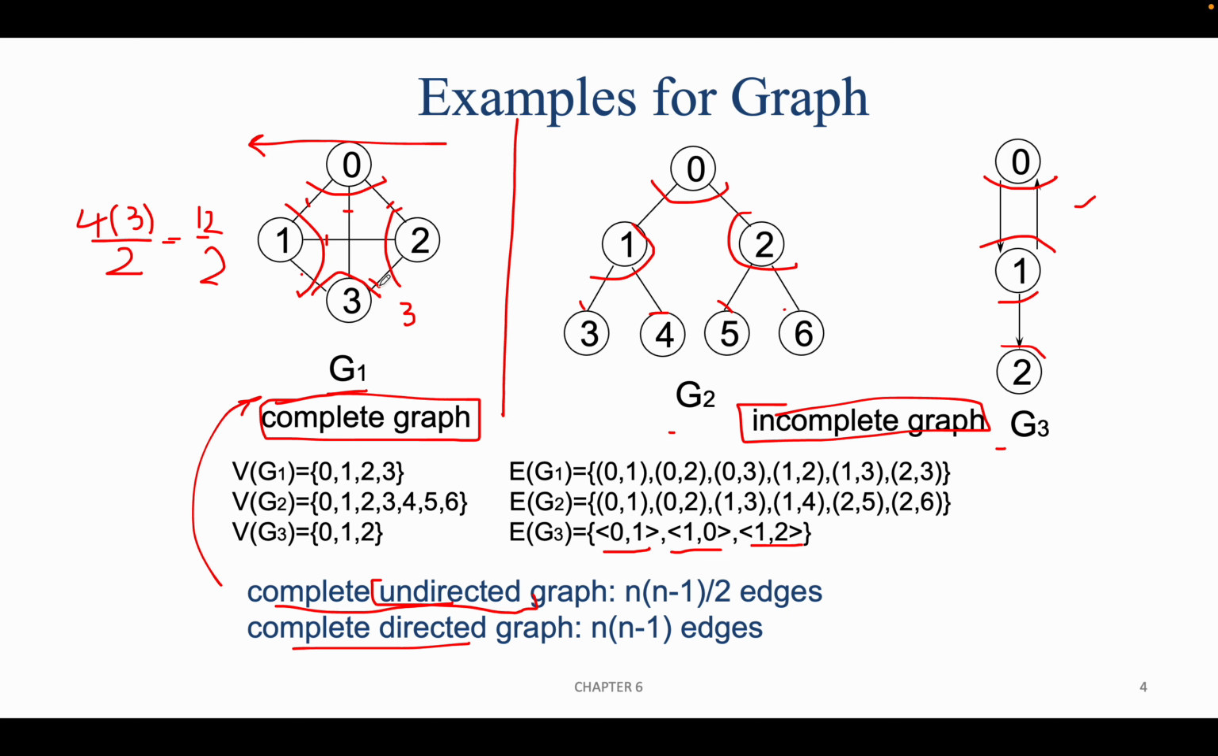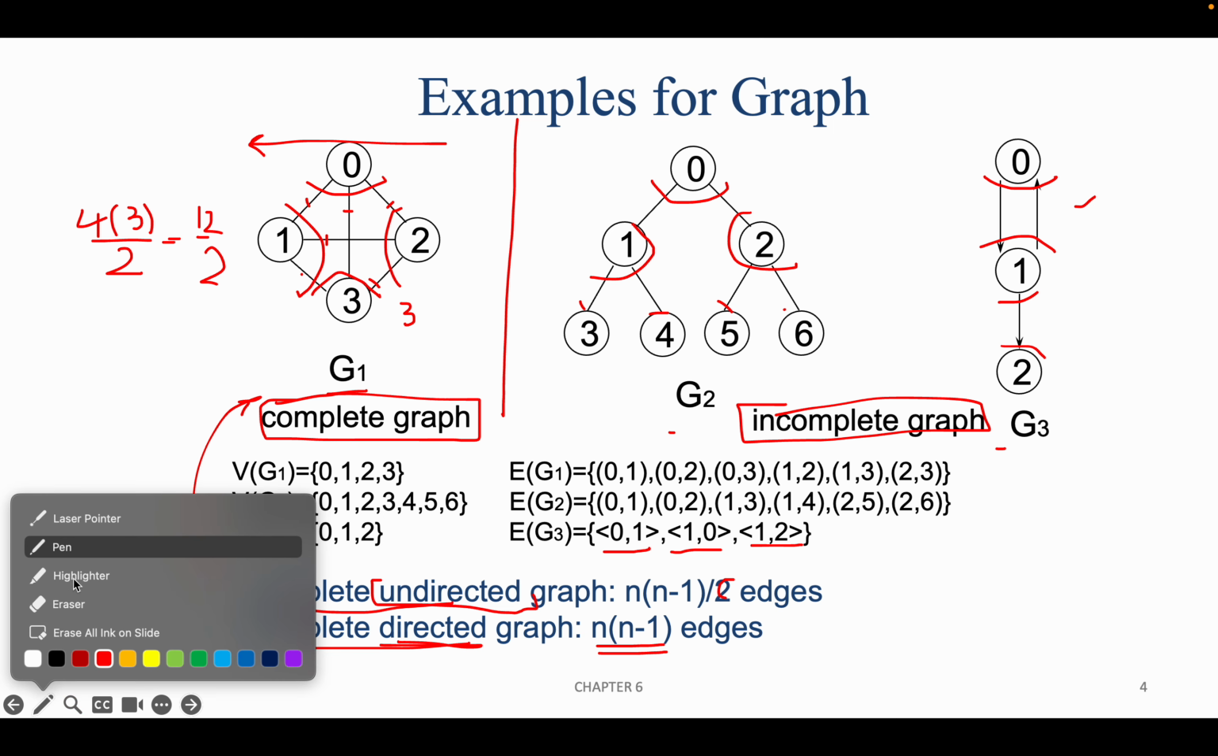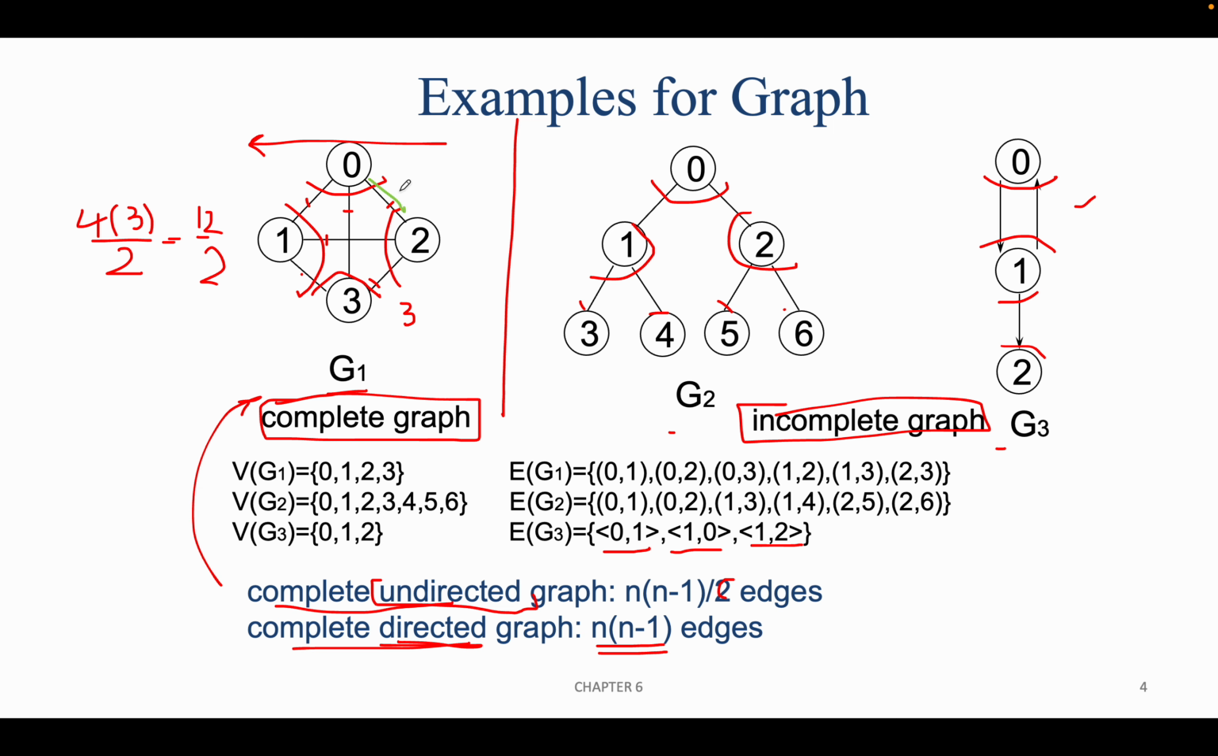Yeah. But if we have a direction, it means that they cannot go back and forth, so the number will be n times n minus 1, not divided by 2, meaning you need another line for going back and forth, coming in and coming out like this. So this will be equal to 12 lines.